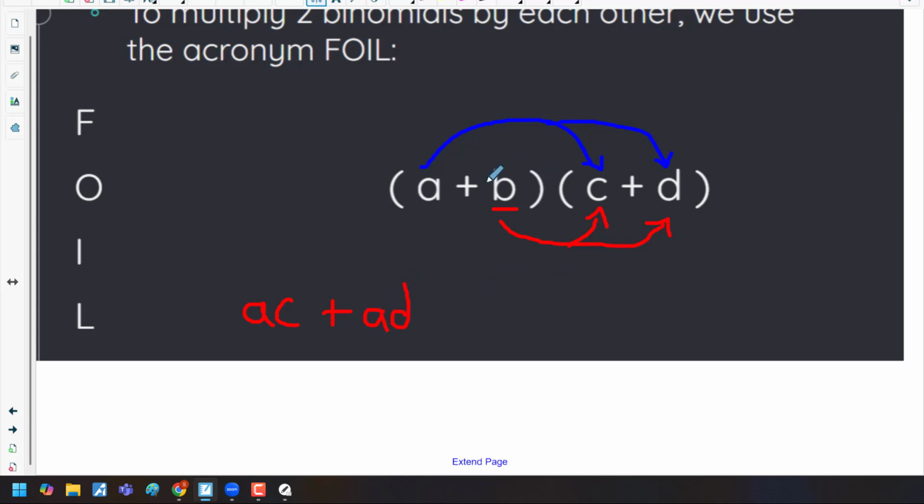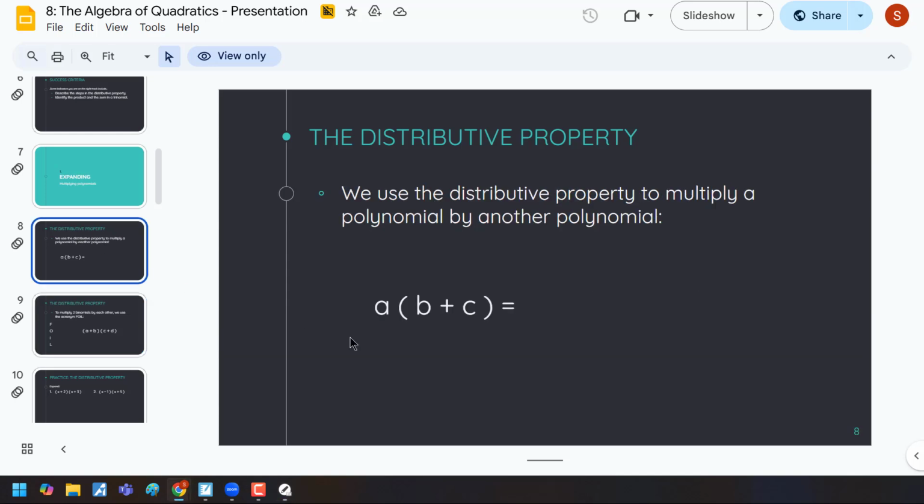And now A is done, so now we're moving on to B. What's B times C? Plus BC. And B times D is plus BD. That's the answer. Pretty straightforward. Nothing too complicated.